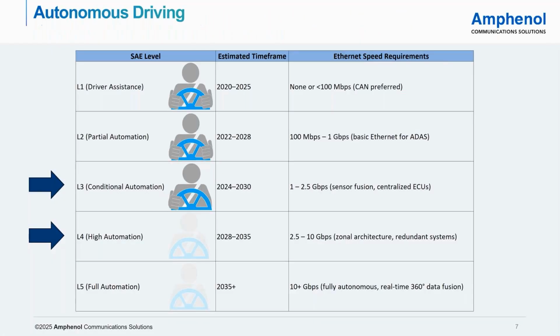When we look at automotive itself, we are at L3, which goes to a speed of 1 to 2.5 gigabits, L4 2.5 to 10 gigabits, and even if we go to an L5, which will be higher than 10 gigabit, maybe even going to 25 gigabit, it's still much lower than what we see outside of automotive. So I'm confident that Amphenol has the competence to build those connectors for the future.